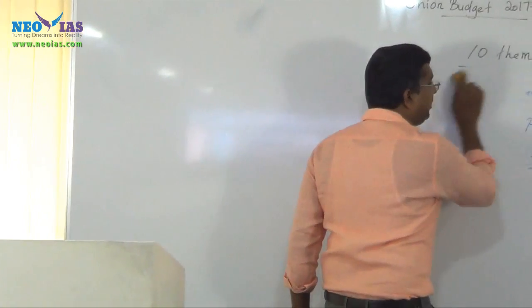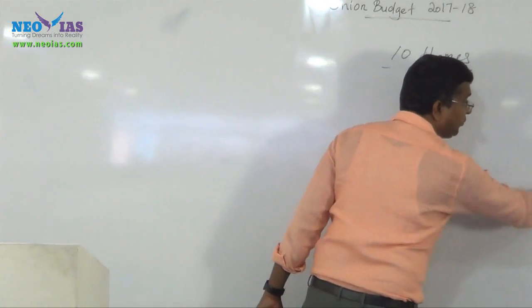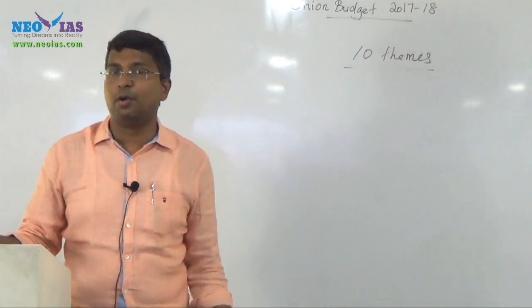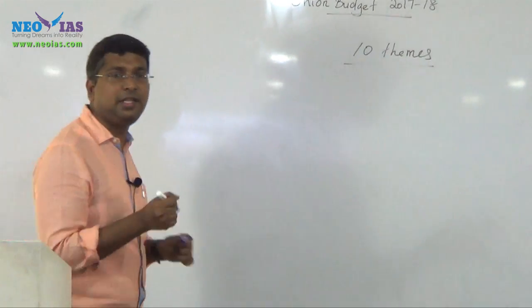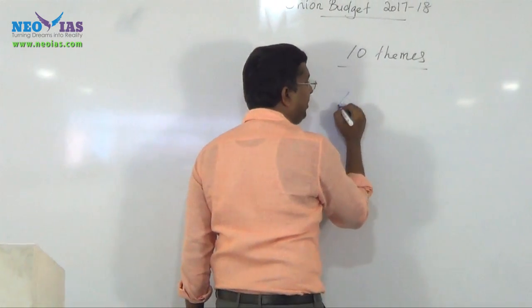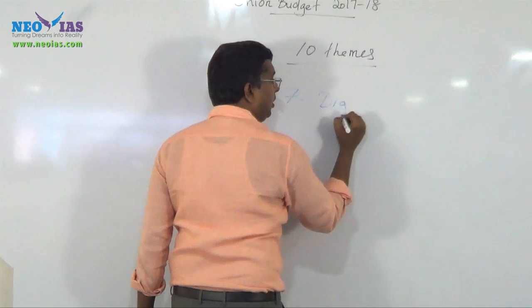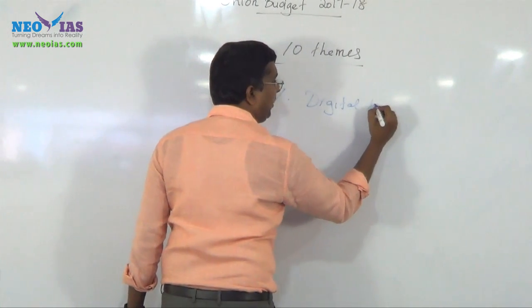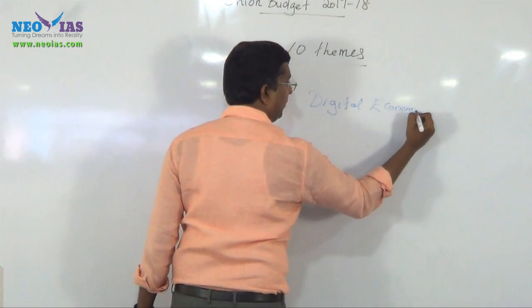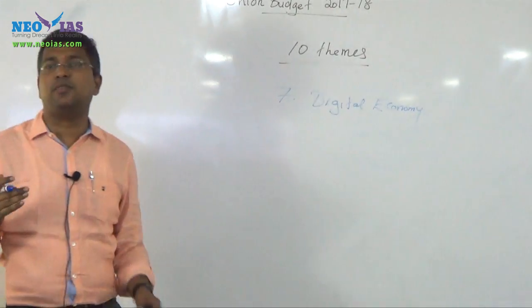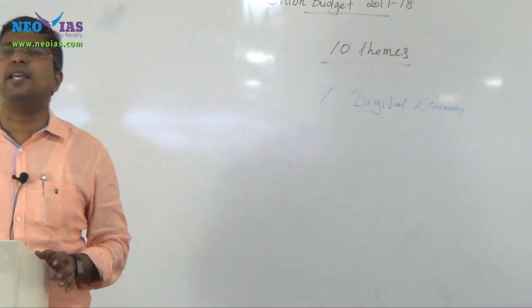Seventh is about the digital economy. The term is very important. UPSC already asked a question on the digital economy in the essay paper last year. It's a favorite theme of the government. So what do we mean by digital economy? It is where digital transactions happen, a cashless economy.